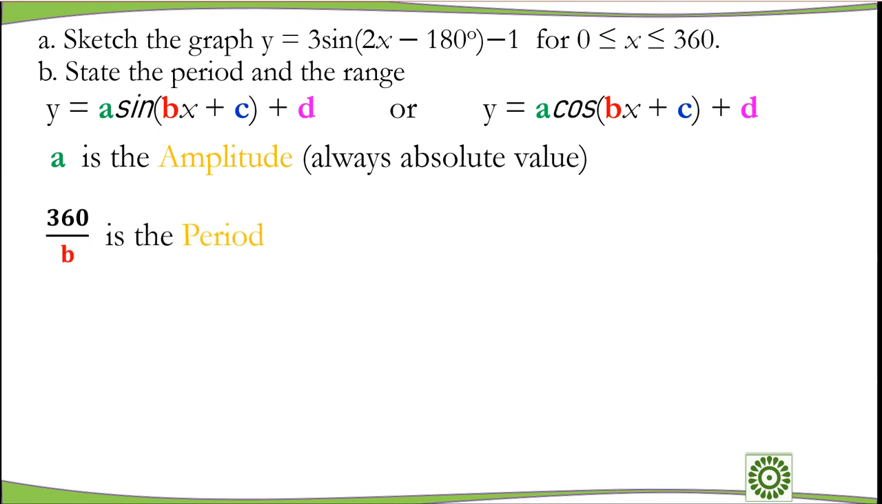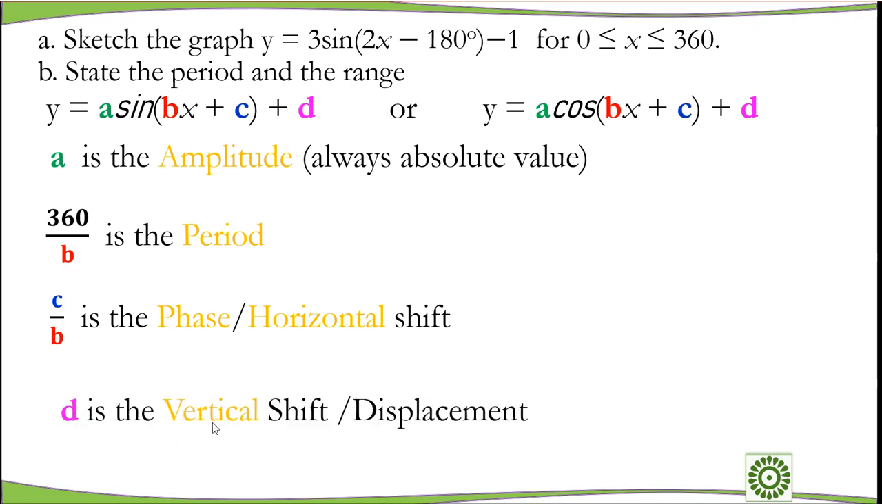To get the period, always divide 360 by the value of B. Now, always divide C by B to know the phase or the horizontal shift. And D is the vertical shift or the displacement. D stands for the vertical shift. It could be positive, it could be negative. Positive is shifted up, negative is shifted down. Okay. Whether sine or cosine, this is what the letters mean.